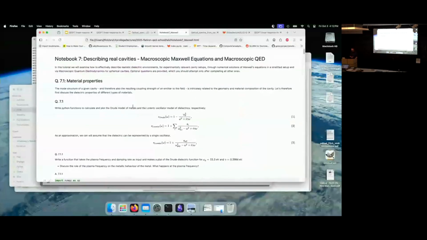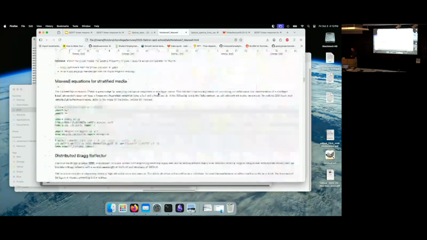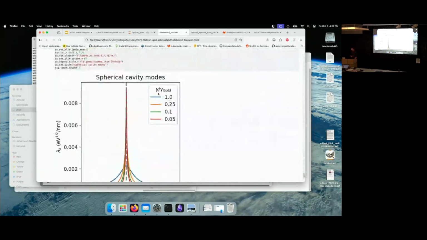So it's this one, notebook 7, describing the real cavities. This is what you already looked at on Wednesday. Just as a reminder, we use these dielectric analytic forms for the dielectric constants, either the Drude model or Lorentz model. And then we calculated the spectral response, or the spectral density, of these cavity setups. And now if you go all the way down, maybe some of you did that already.